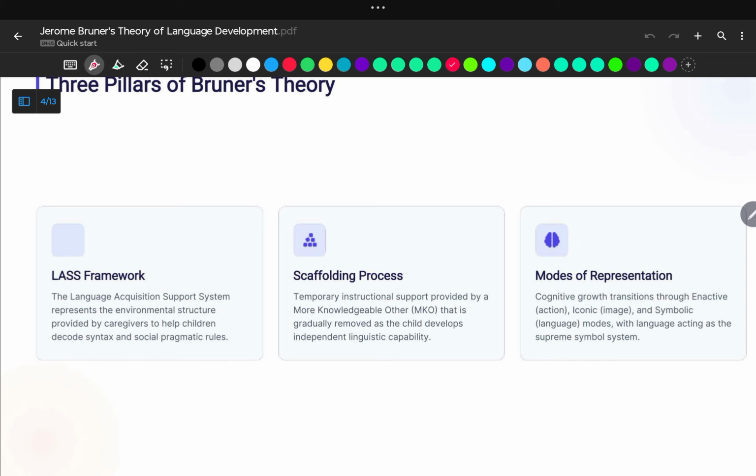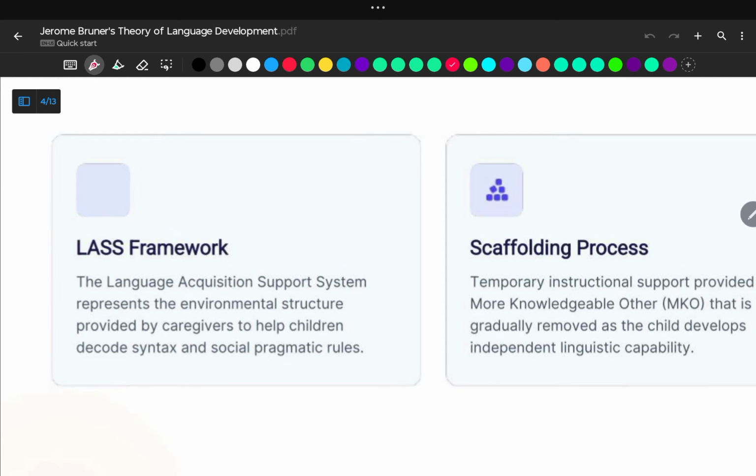First, we will learn about the LASS framework, what it is. The language acquisition support system represents the environmental structure provided by caregivers to help children decode syntax and social pragmatic rules. Basically, the LASS framework works as an environmental structure that is given by the children's parents, environment, and society, where children develop through their age.